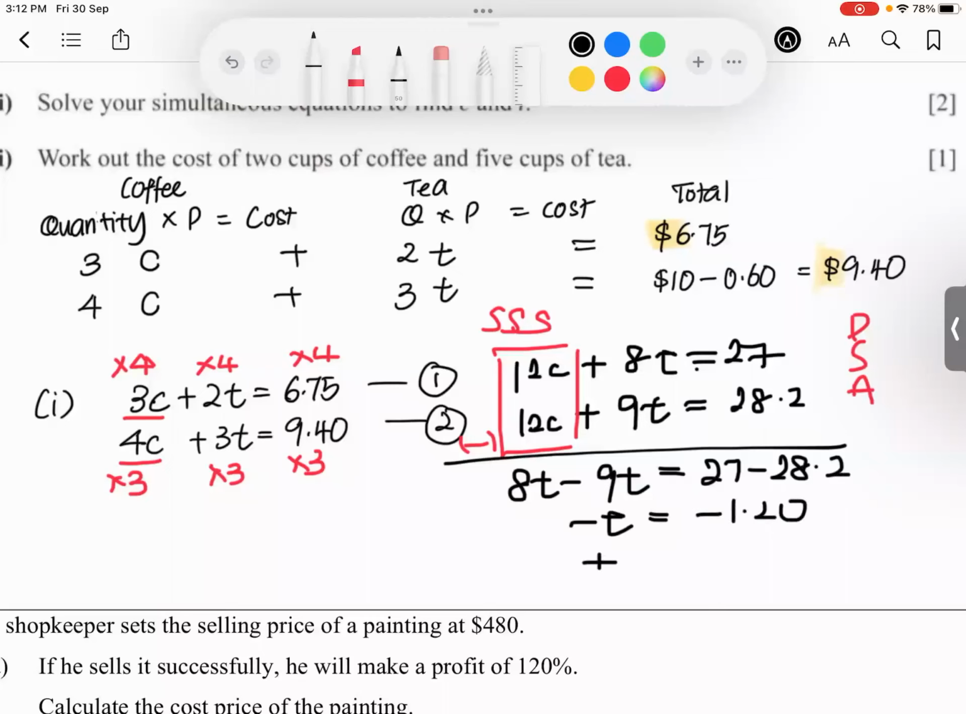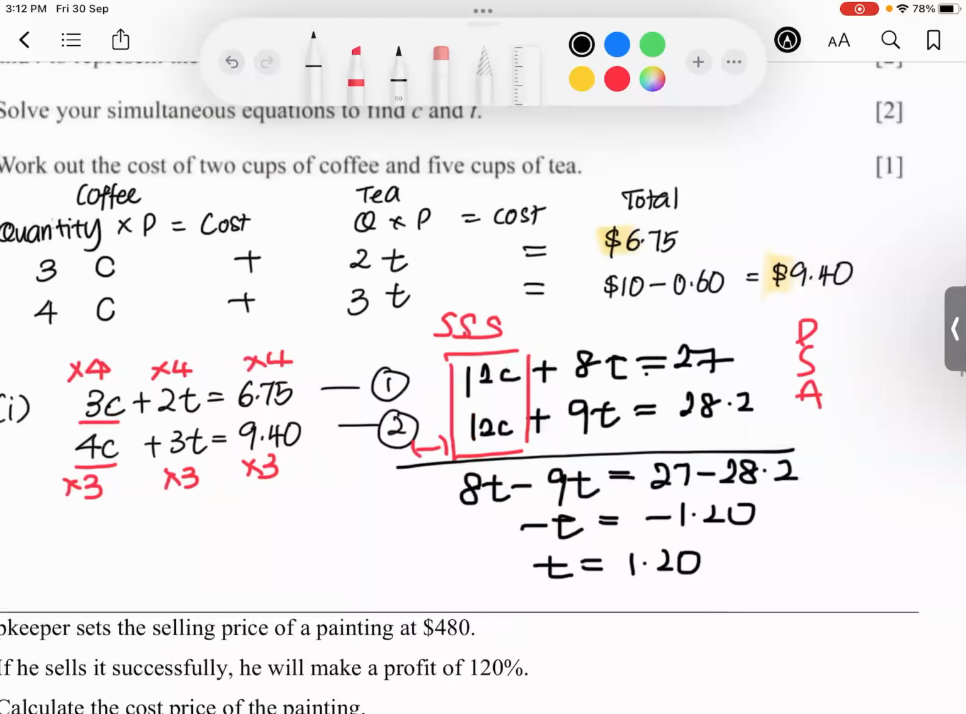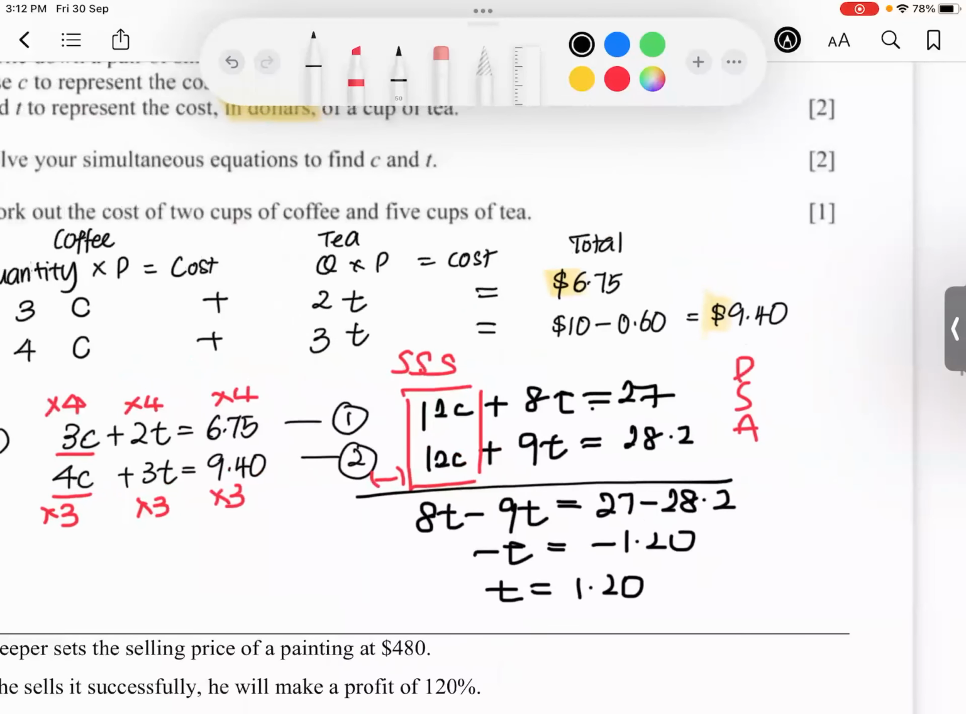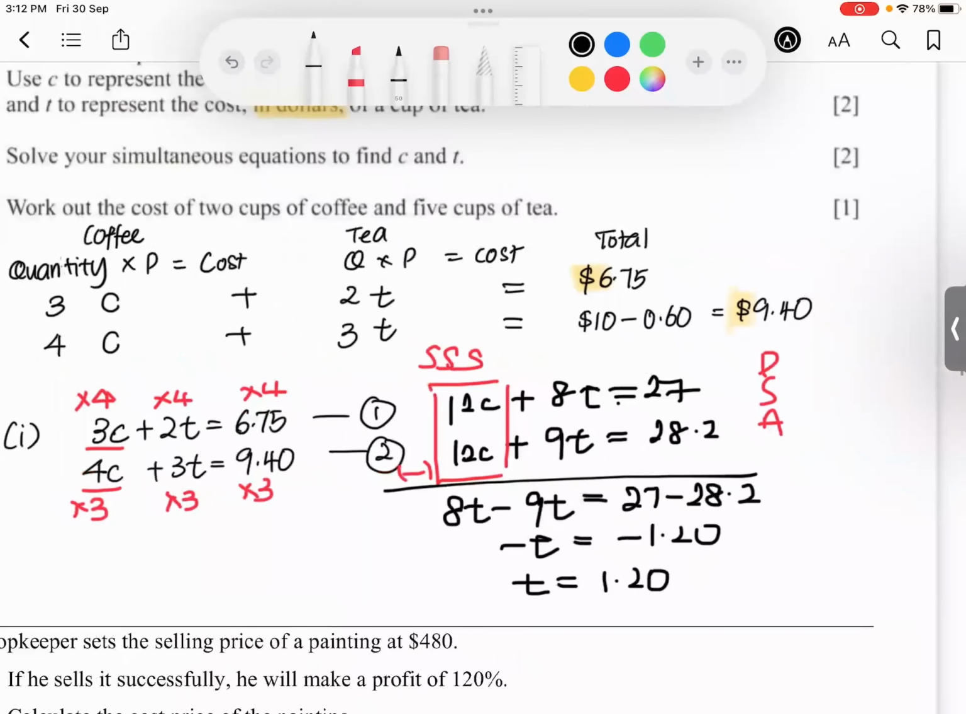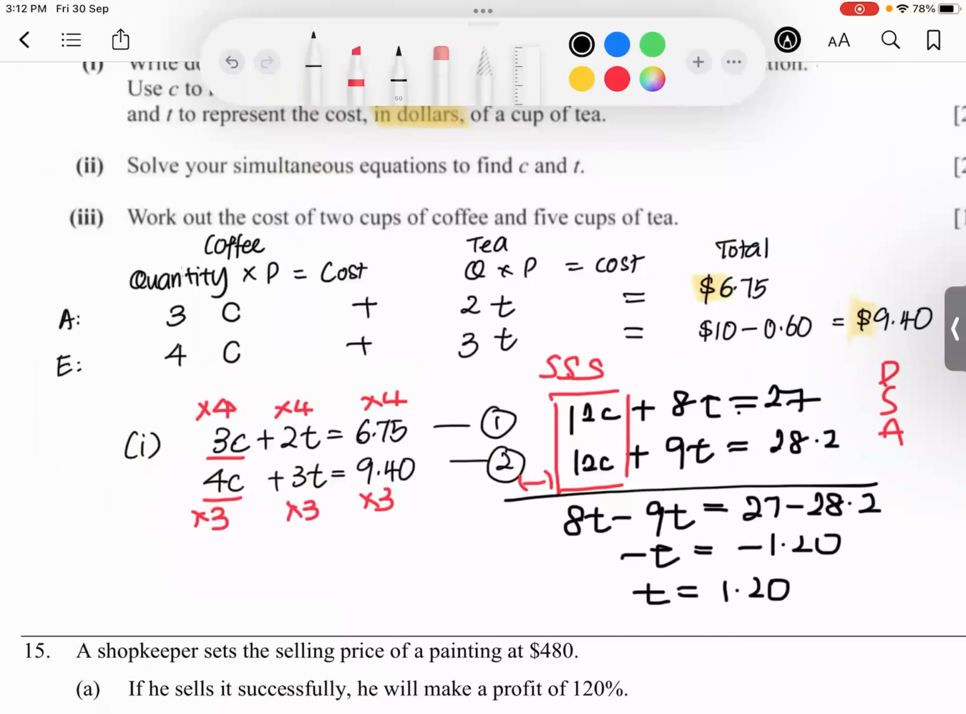So a cup of tea costs $1.20. Okay, after I get this answer already, then I plug into any of the equation to find the price for a coffee. I got no space to write my working. I should just work out very quickly. What is this? 3 coffee plus 2 times tea equals to $6.75. So 3 coffee, no, 1 coffee, $6.75 minus 2 times 1.20 divided by 3. Answer $1.45. Wow, so cheap.